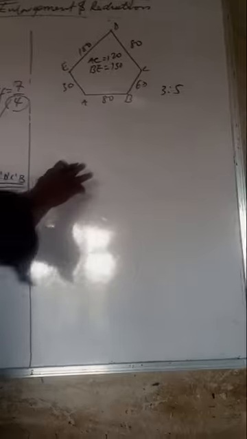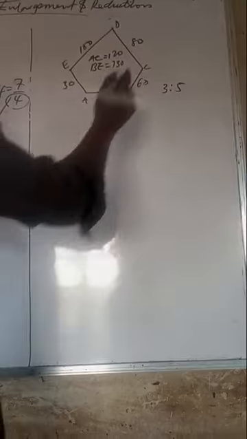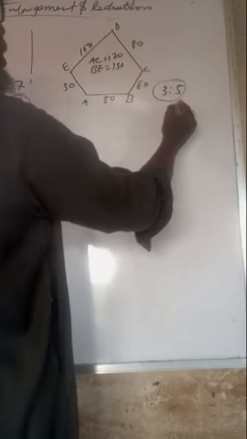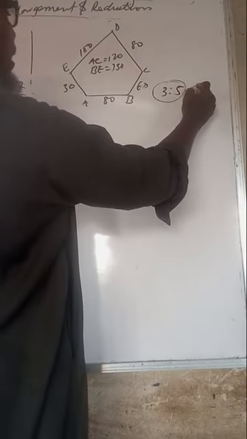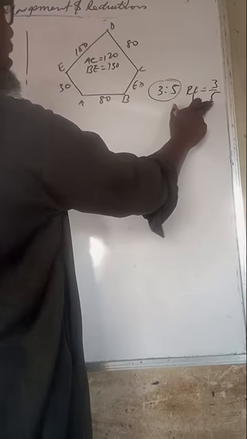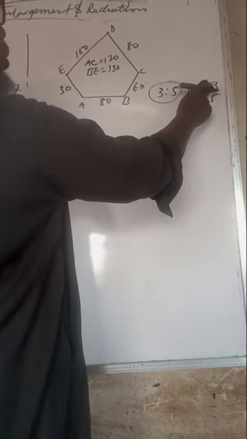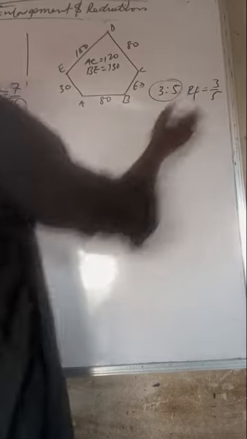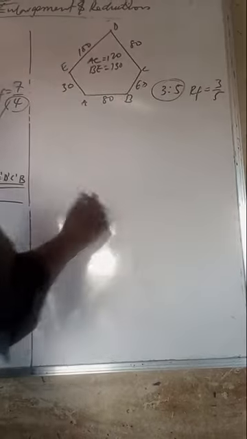In this video we are still on enlargement and reduction, and we are drawing to this ratio. That is ratio 3 to 5, so RF will be equal to 3 over 5. The actual size is 5, so the new one that I want to generate is 3. That means we are reducing. So let us start our drawing.